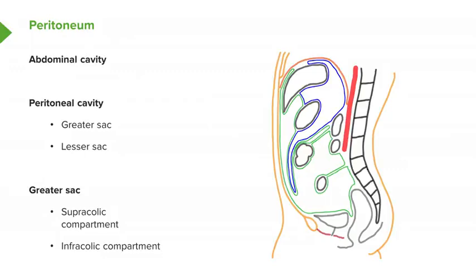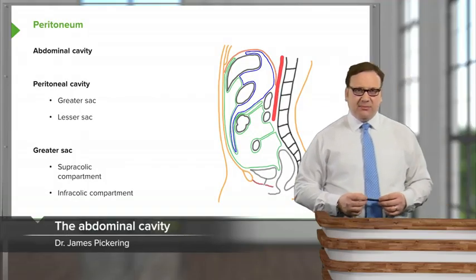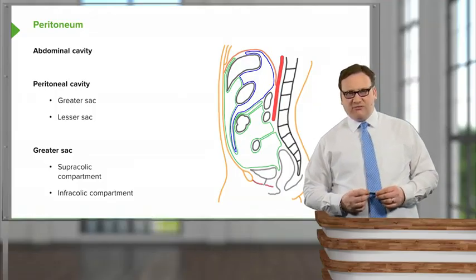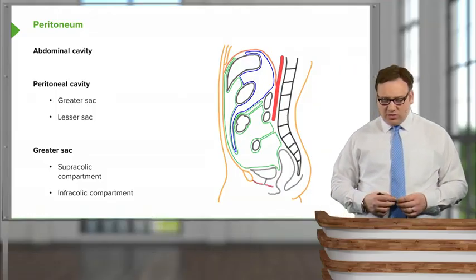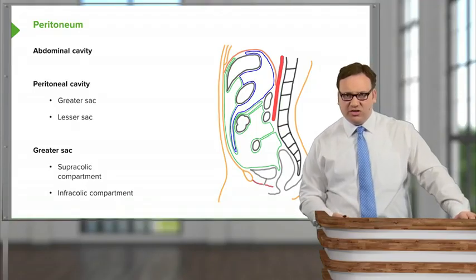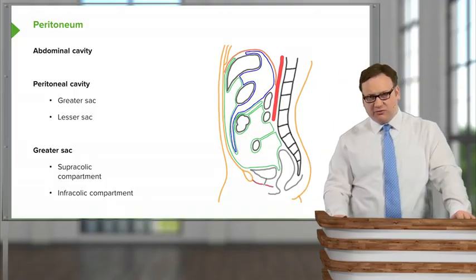If we were to do a section through the abdomen, then we'll see these peritoneal cavities, the greater and lesser sac, and the various compartments in more detail. Now, what is this rather complicated diagram on the screen? Well, this is a sagittal section through the abdomen.